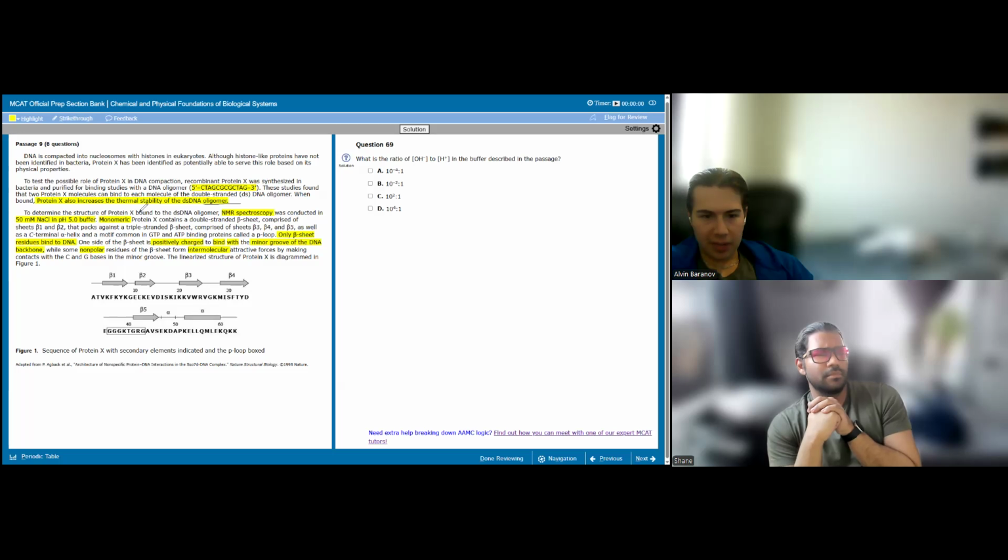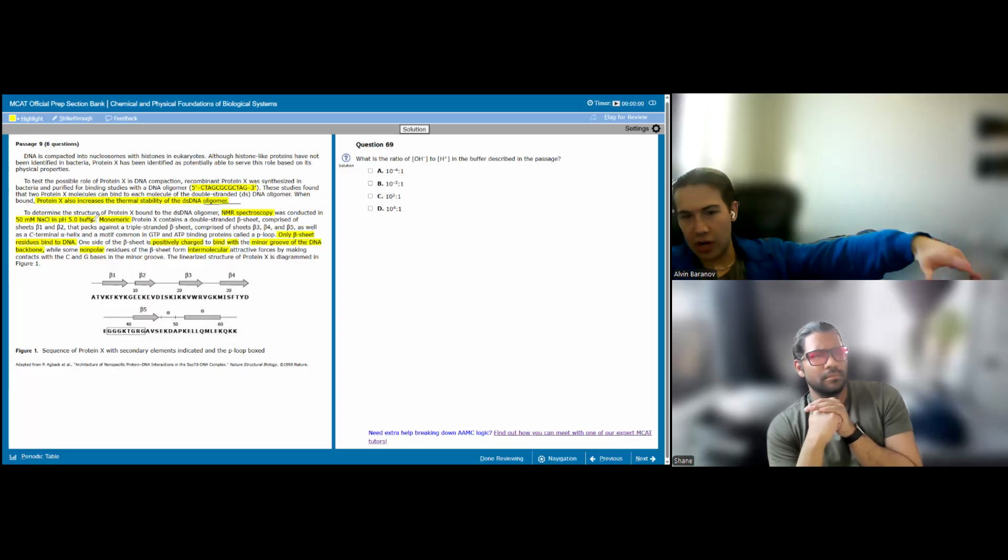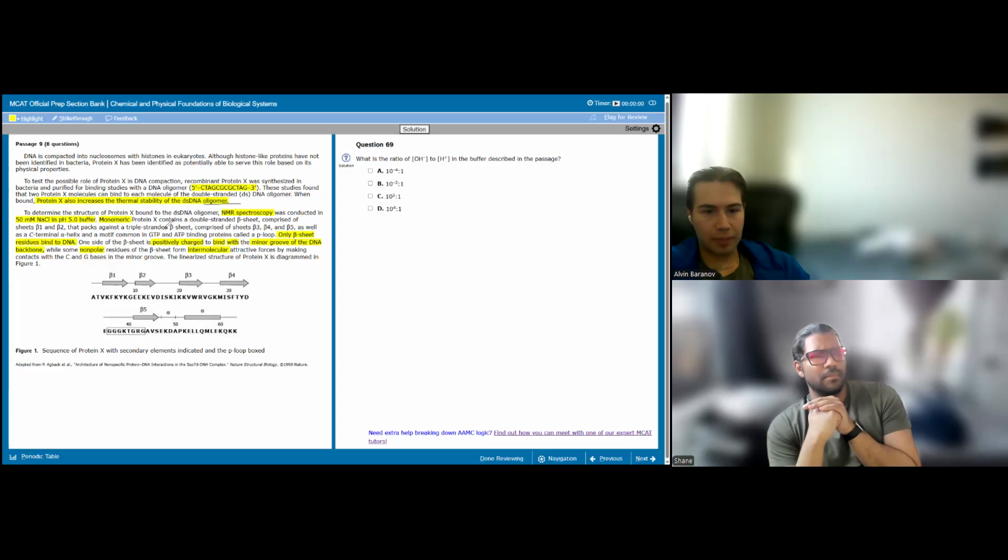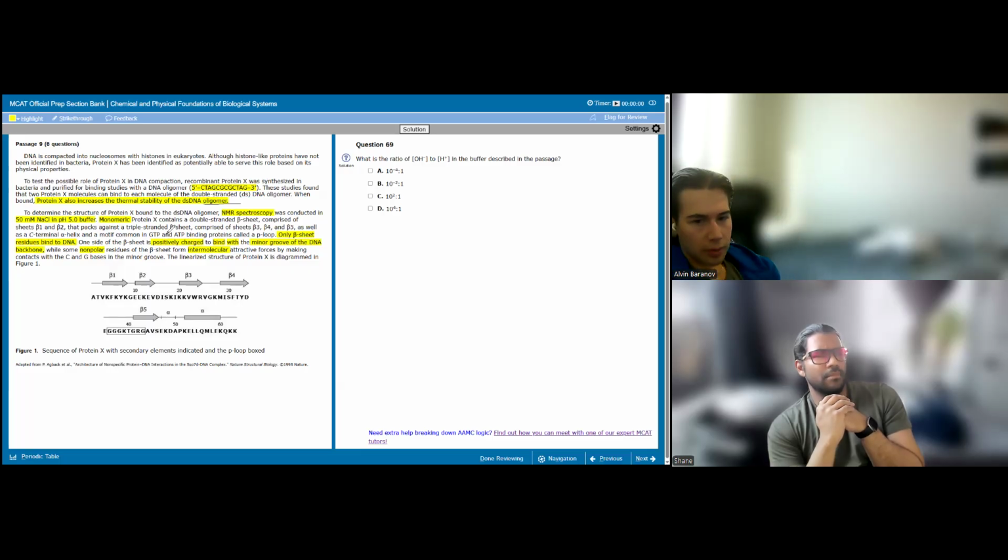And monomeric protein X. So the tertiary structure contains a double-stranded beta sheet. So it's like secondary, but altogether, all the different beta sheets and stuff make the tertiary. Comprised of sheets B1 and B2 that pack against a triple-stranded beta sheet comprised of sheets B3, B4, and B5, as well as a C-terminal alpha helix and a motif common in GTP and ATP binding proteins called the P loop.